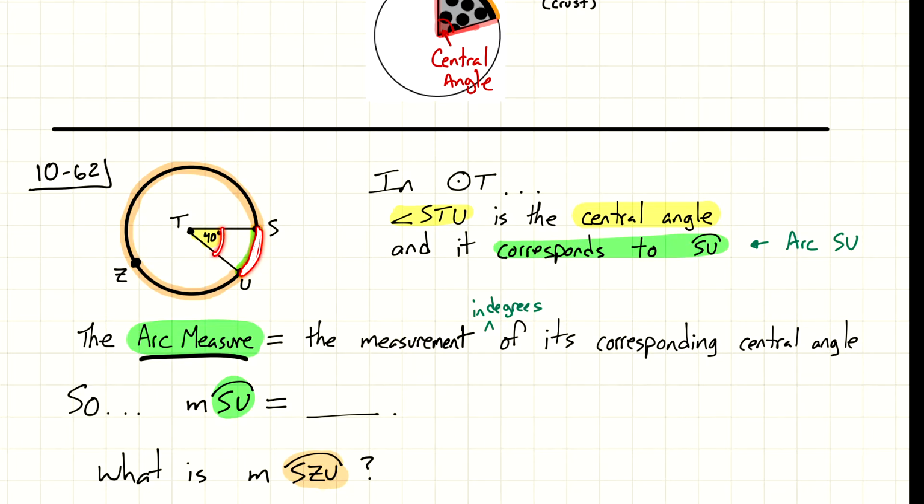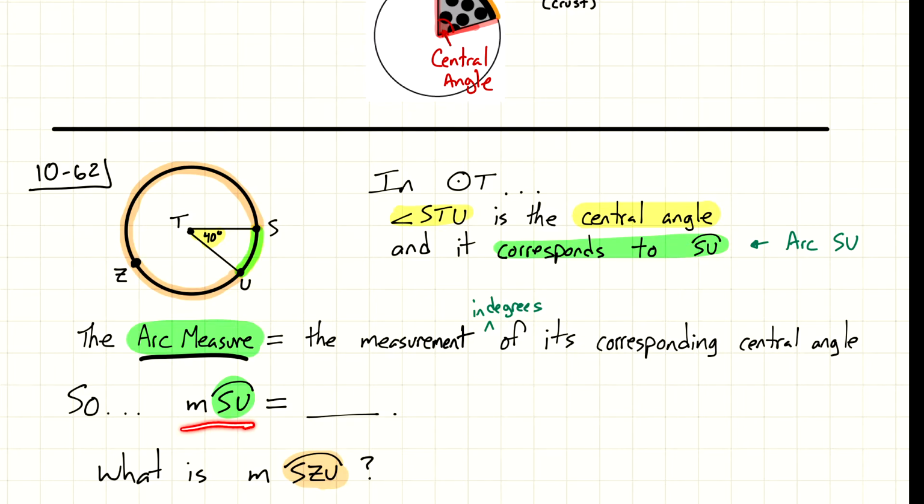So the central angle and the arc correspond to each other. What we're looking to do is understand what an arc measure is. So we want to actually find the measurement of this arc. Here's a definition: the measurement of its corresponding central angle, and I've added here in degrees. So if I want to know the measurement of an arc, then I can look at the central angle that it corresponds to.